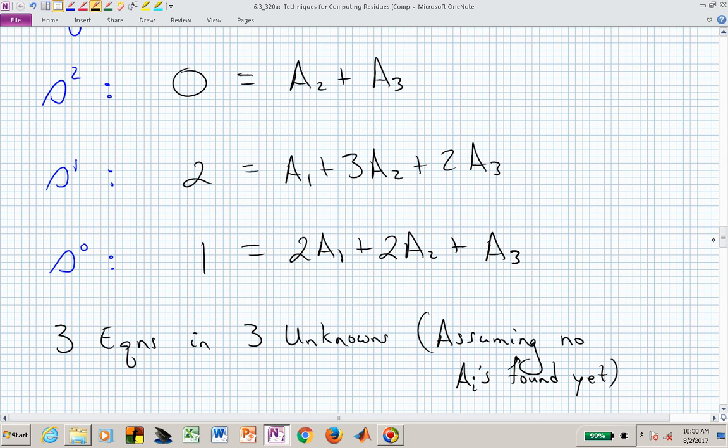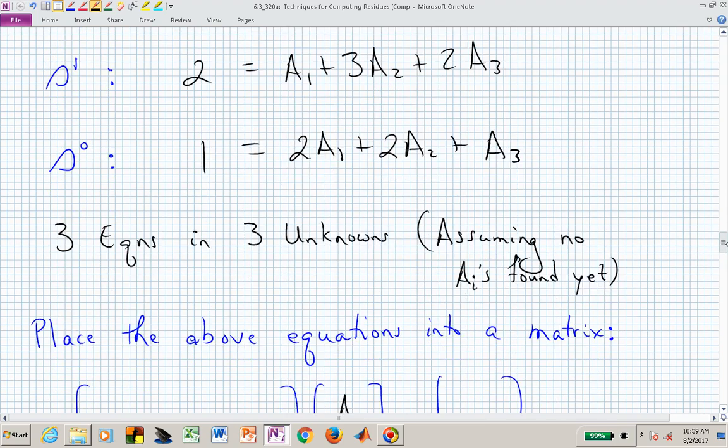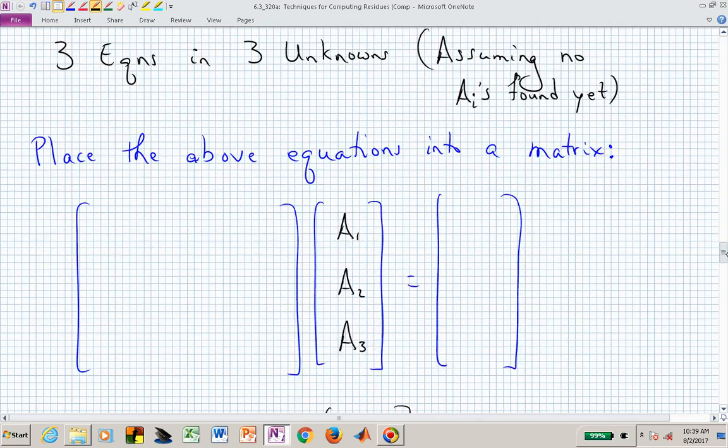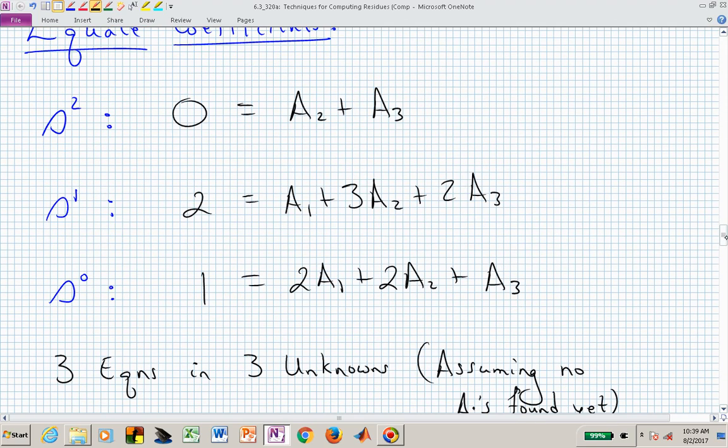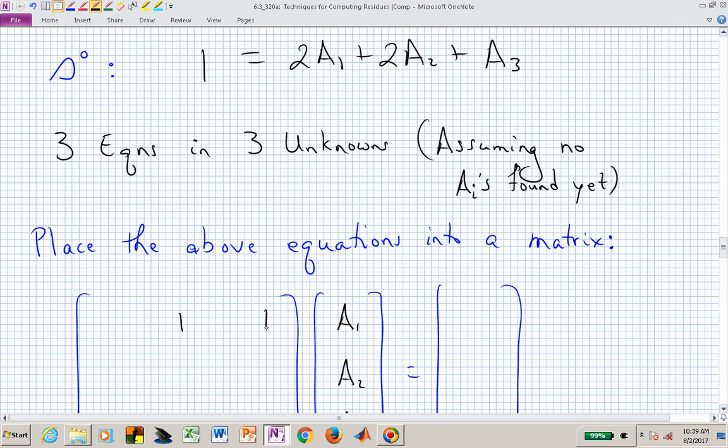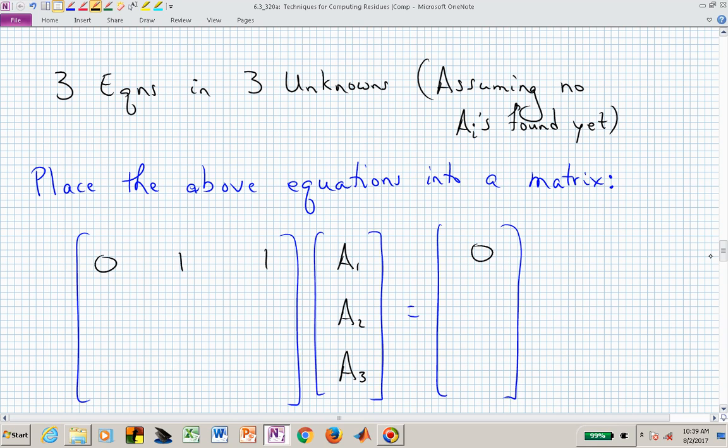And if we hadn't yet found any of those a1s, a2s, or a3s, we could now solve that using any linear algebra approach that we want for solving 3 equations and 3 unknowns. If we put these equations in a matrix, we're trying to solve for a1, a2, and a3. Suppose we look at the very first equation. There is no a1. There's one a2 and one a3, and that a2 plus a3 needs to equal 0.